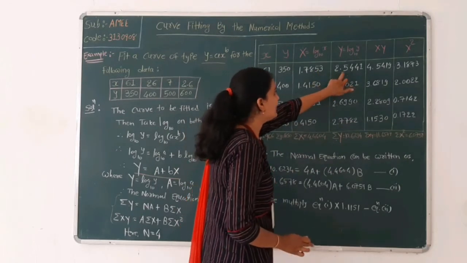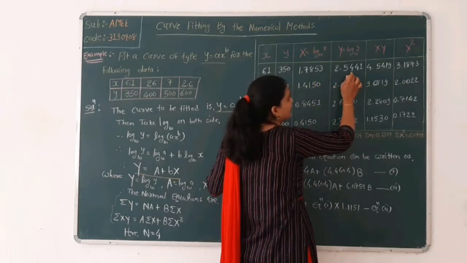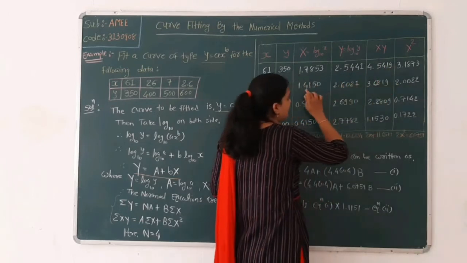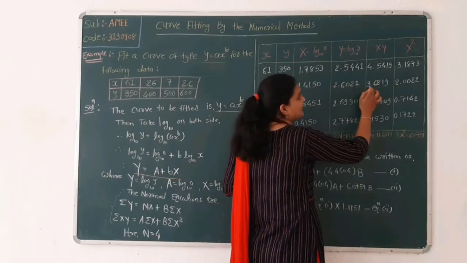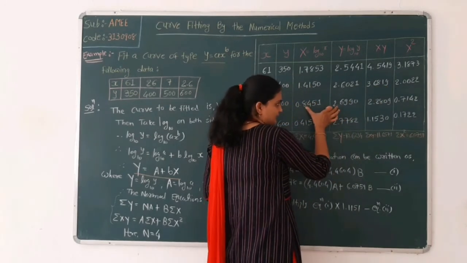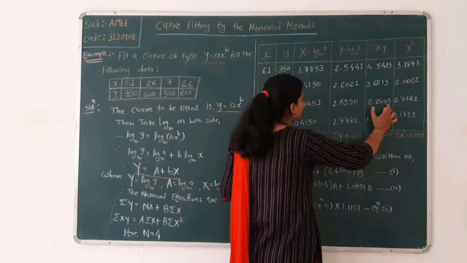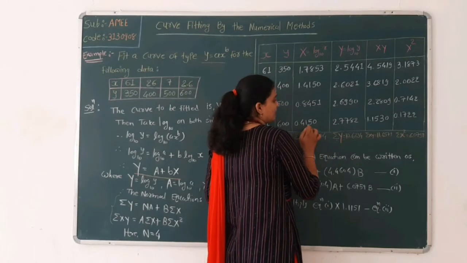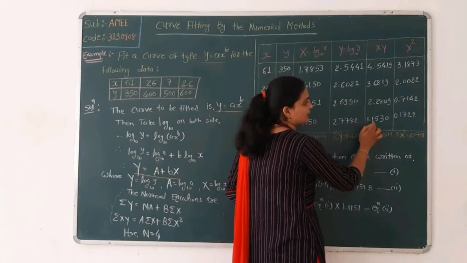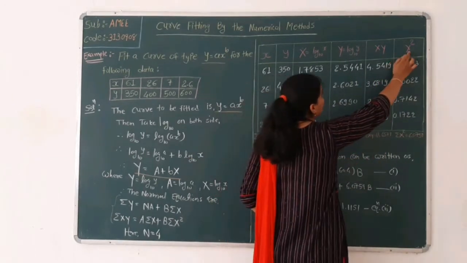Now we multiply both the data, so x into y. First value 1.7853 into 2.5441 is 4.5419. Same way multiply both the data. It gives 3.6819. Multiply these both data, answer 2.2809. And we multiply 0.4150 by 2.7782, it gives 1.1530.